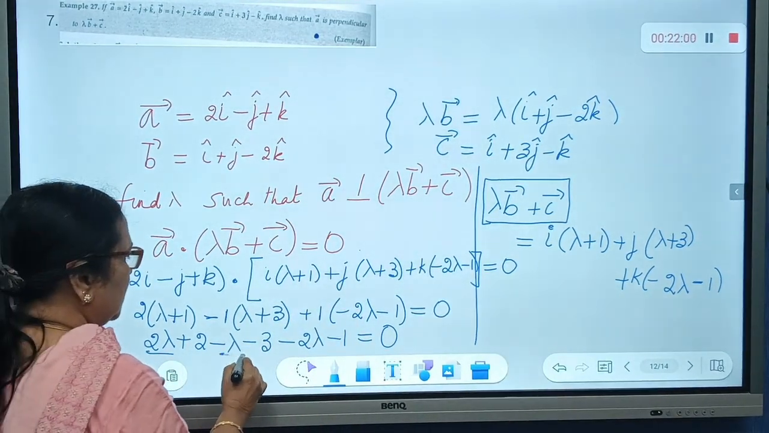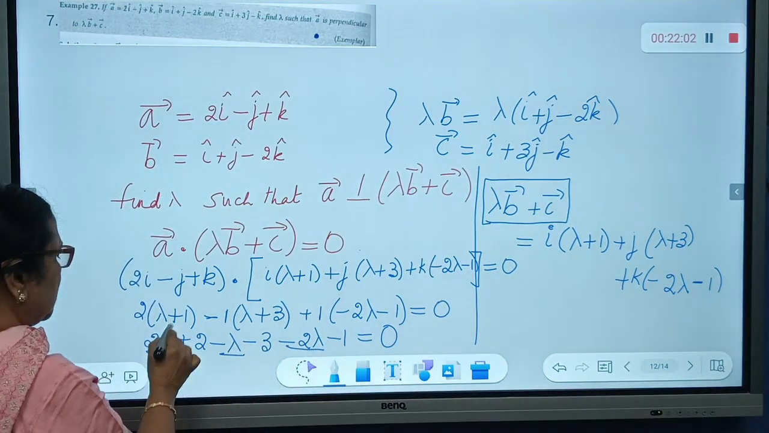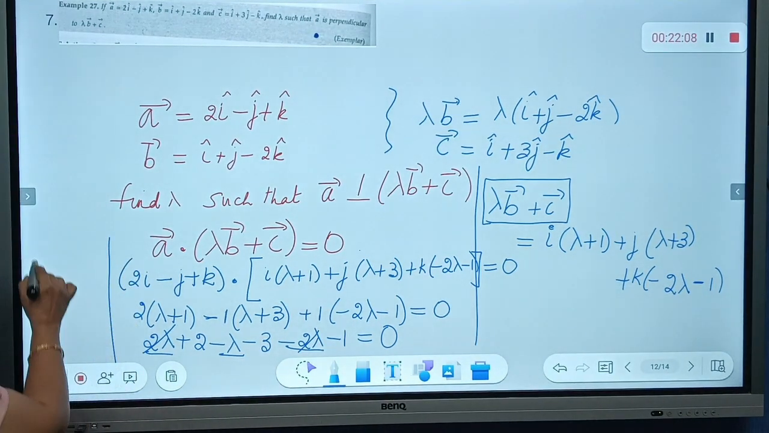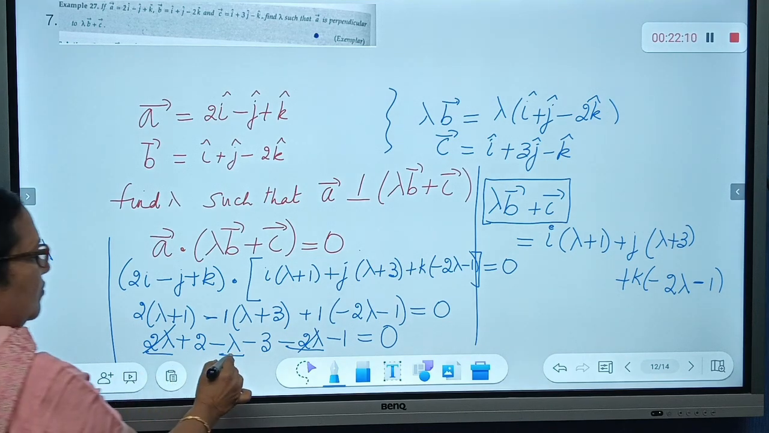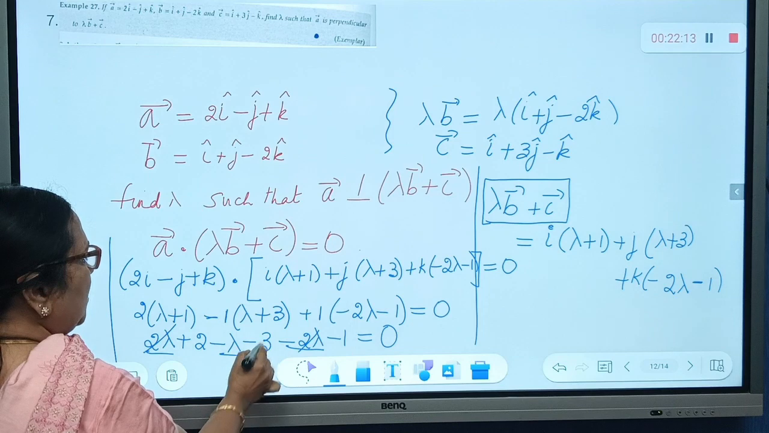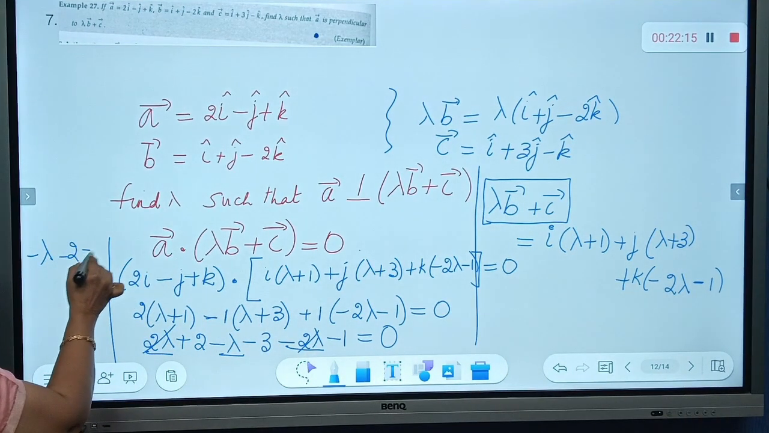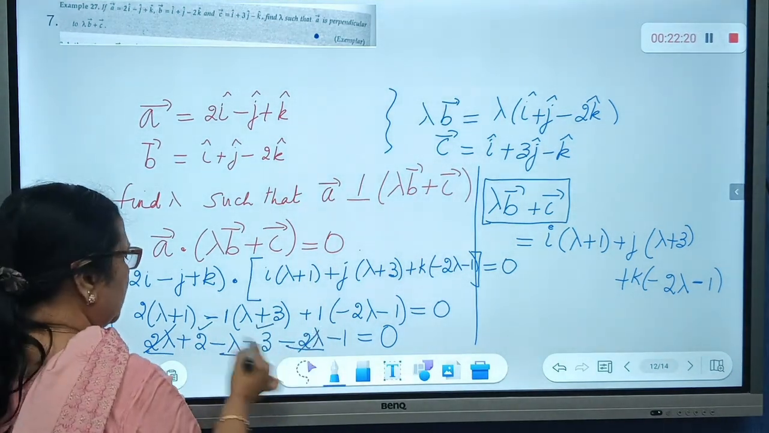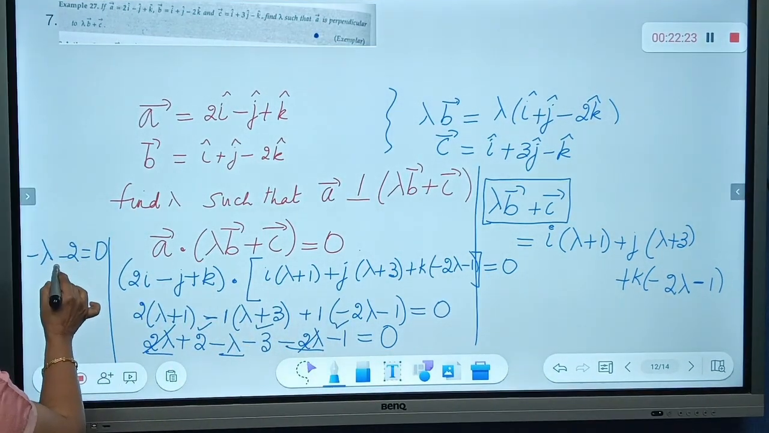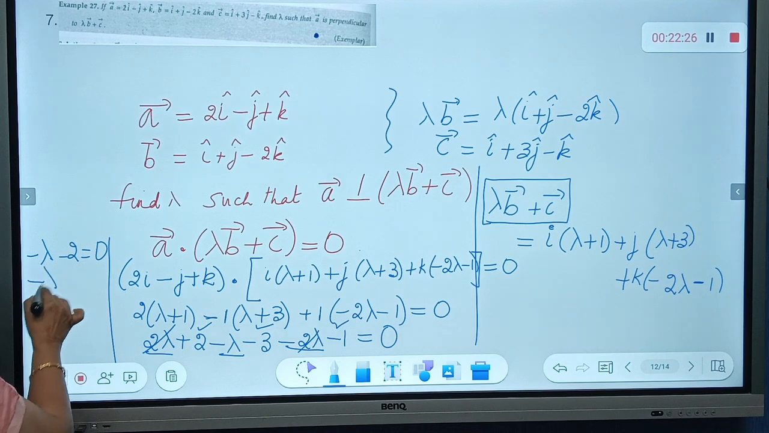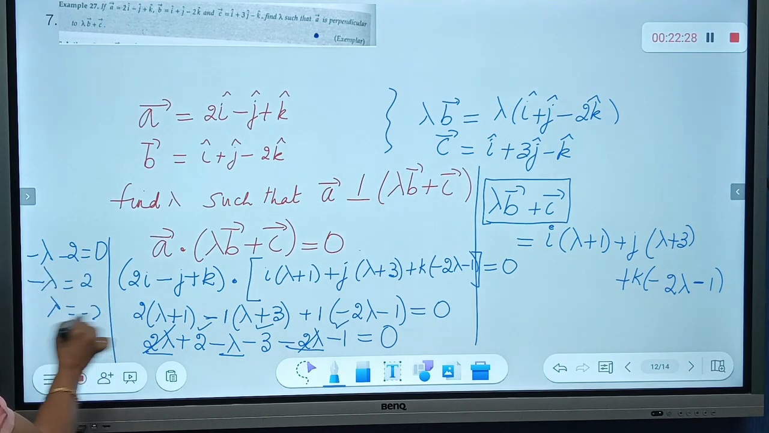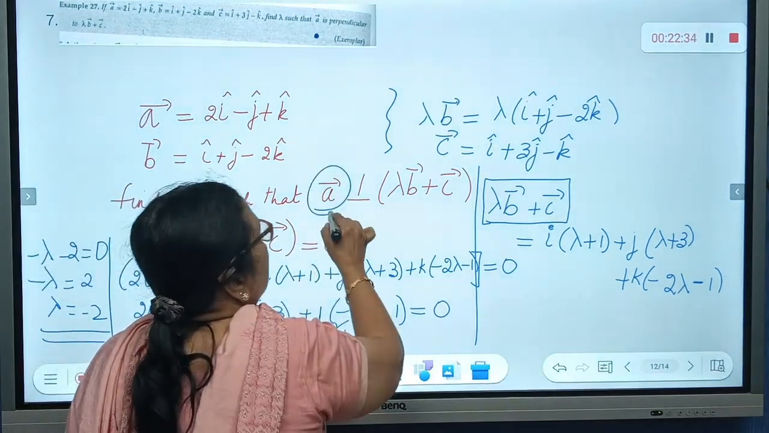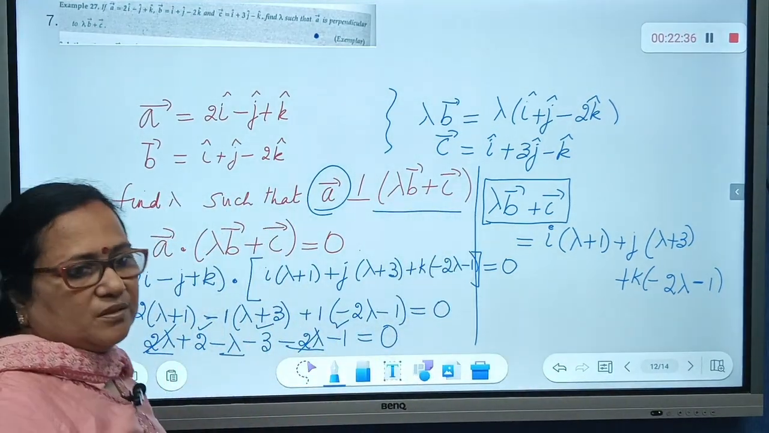So, collect the lambda terms. 2 lambda and minus 2 lambda get cancelled. So, you get minus lambda, then what are the constants? 2 minus 3 minus 1 minus 2 equal to 0. See, I have taken the coefficients. 2 minus 3 is minus 1, minus 1 minus 1 is minus 2. Minus lambda minus 2 is 0, so lambda is minus 2. So, this is the value of lambda for which this a vector is perpendicular to lambda b plus c. Is it clear?